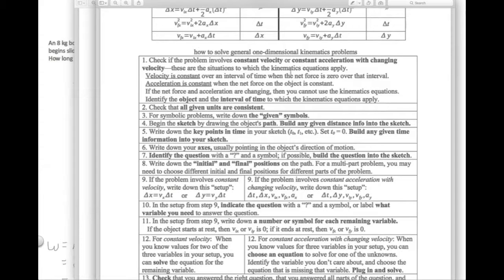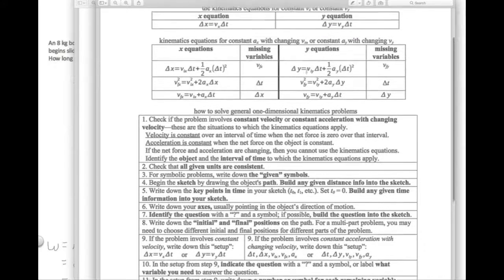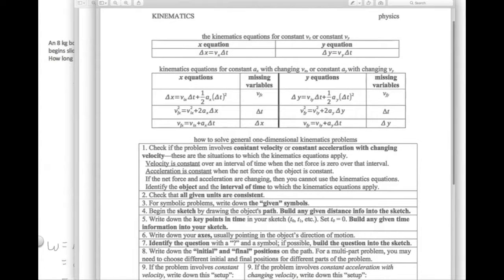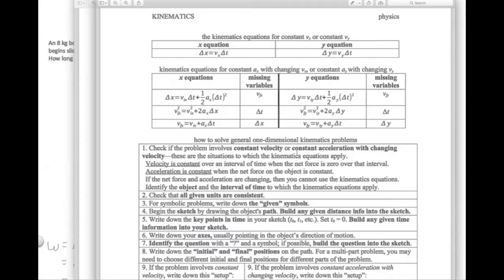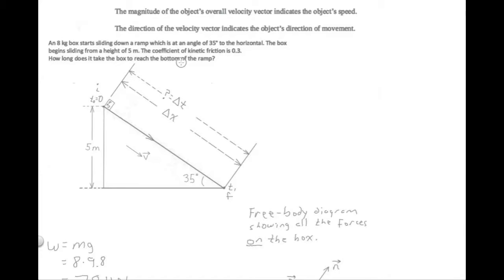As we've discussed in previous videos, we have to decide what type of kinematics we're going to be applying. There's a simple type of kinematics involving constant velocity, and then there's the more common type of kinematics that involves constant acceleration with changing velocity. So first of all, we have to decide, is the velocity on this problem constant, or is the velocity changing? You might want to pause the video and ask yourself, how can you tell whether the velocity is constant or changing on this problem?